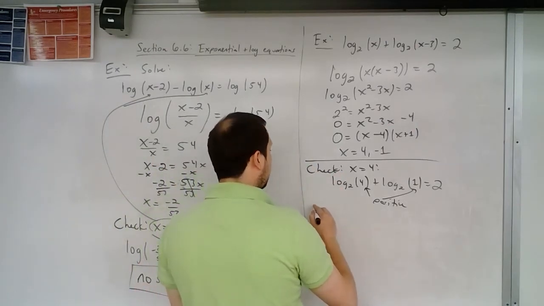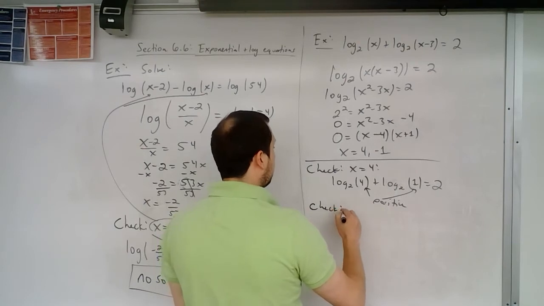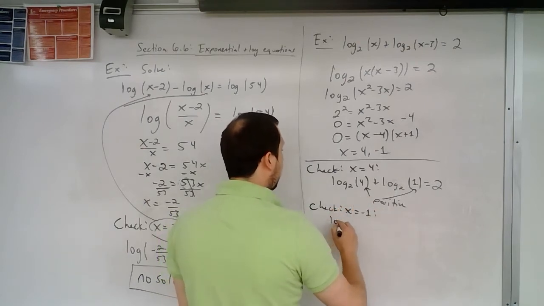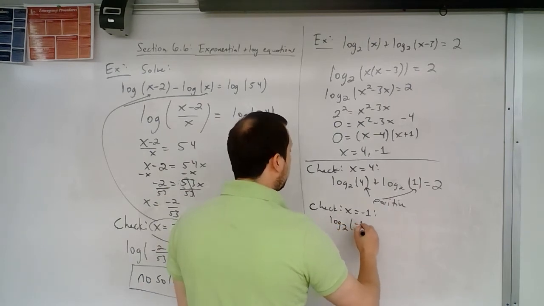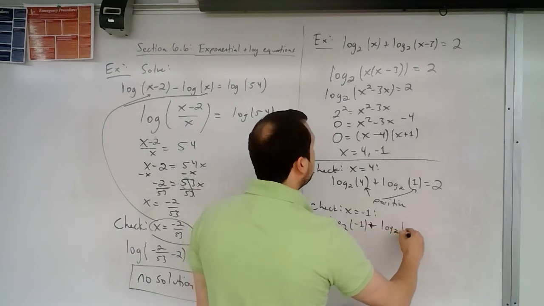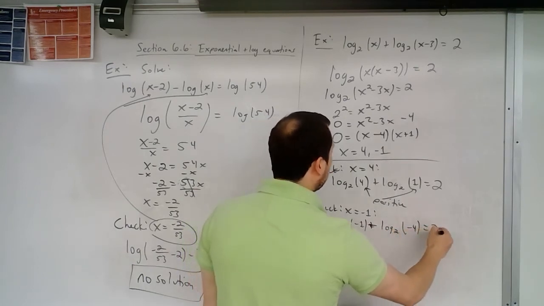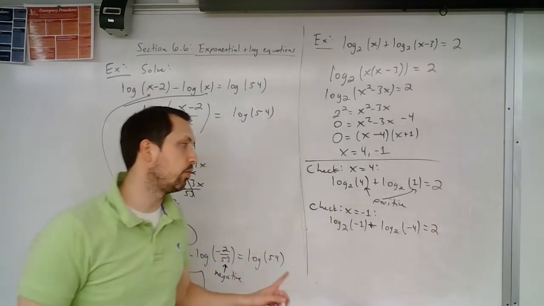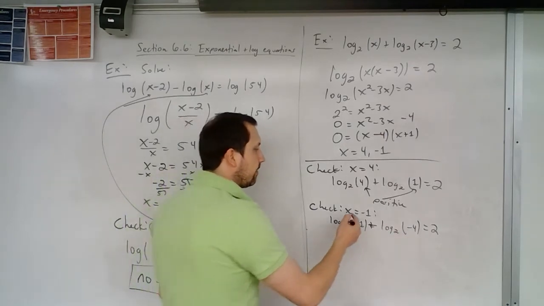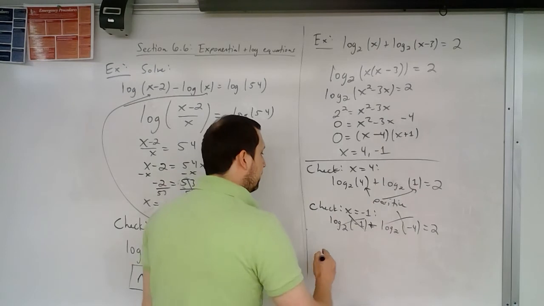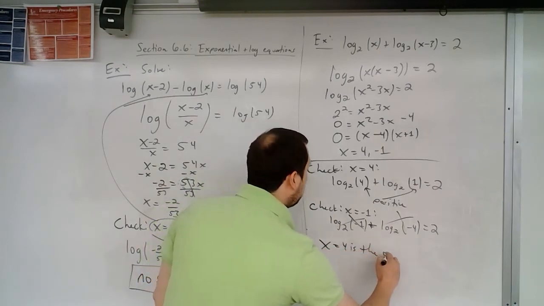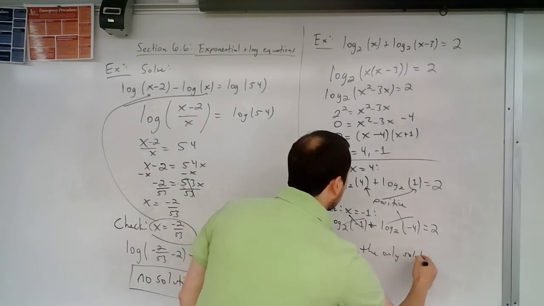So let's check the other. Let's check x is equal to negative 1. I plug this in. I have log base 2 of negative 1 plus log base 2 of negative 4 is equal to 2. Well, now, unfortunately, I have negatives on the inside. So negatives on the inside are bad. So this tells me that x equals 4 is the only solution.